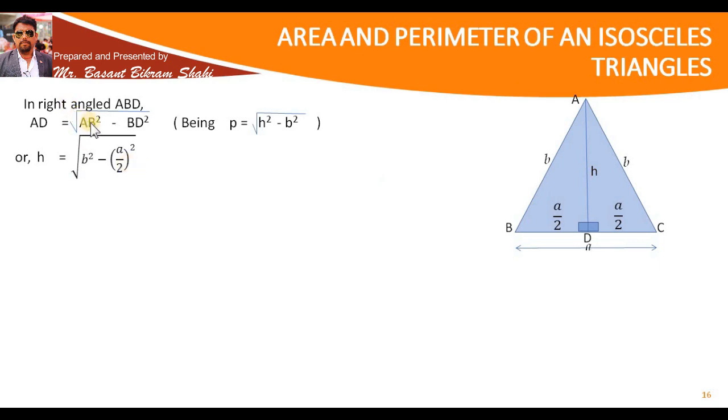AB is B, so AB square is B square. BD here is A by 2, so A by 2 whole square, or H equal to square root of B square minus A by 2 whole square, which is A square over 4. 2 square is 4. By taking LCM here, that is 4B square minus A square over 4.